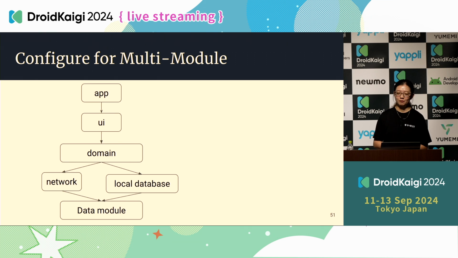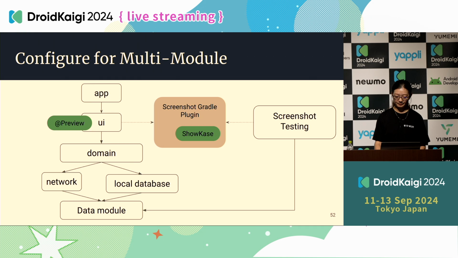Here is a very simplified module dependency graph, like the app, UI, domain, and data modules that each large project might have. And that's how we integrate screenshot testing into the existing multi-module project. In the middle of this graph, we have the screenshot Gradle plugin. This is the key for implementing the Showkase dependency and other configurations required by screenshot testing. Then we added the screenshot test module with the common test code to do the automatic things.